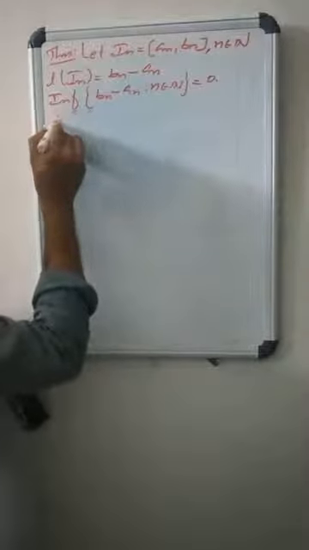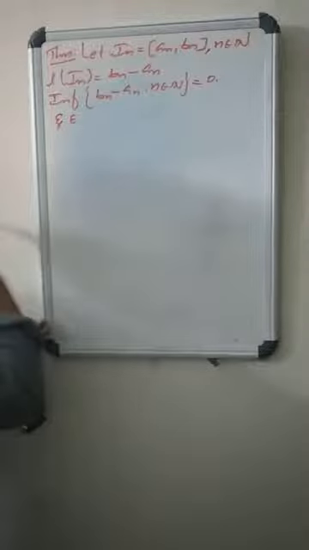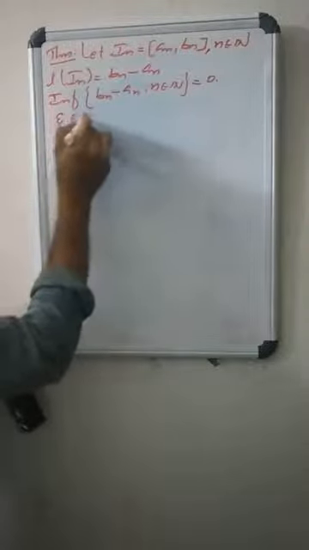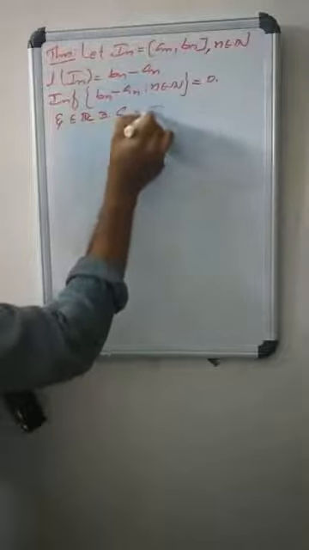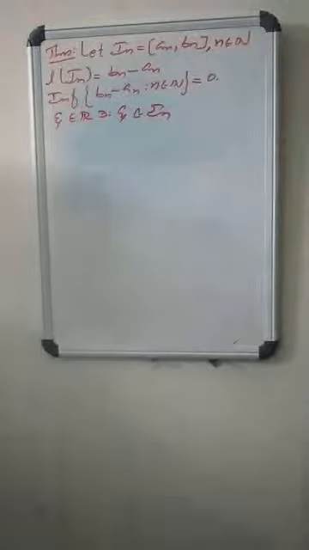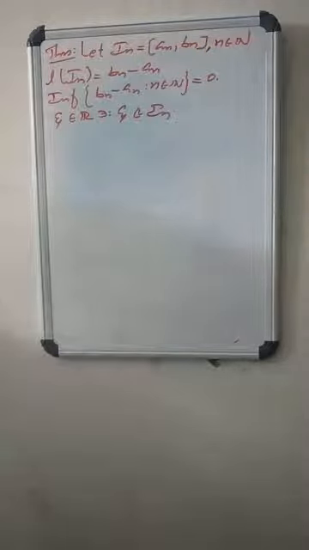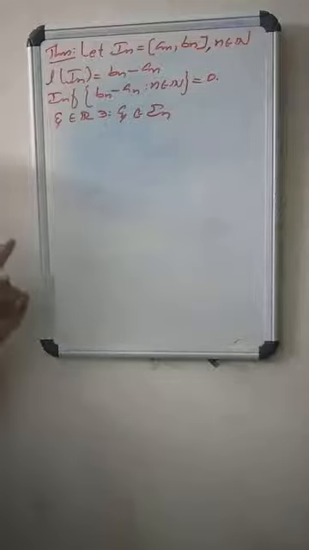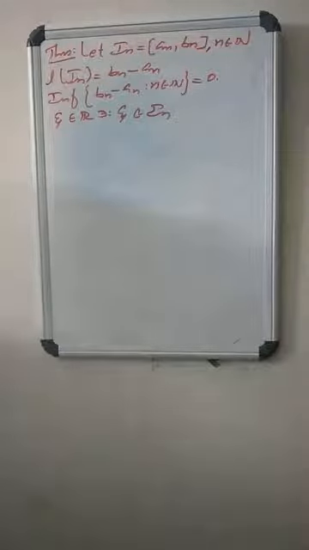Then by the nested interval theorem, the nested interval property, there exists theta in R such that theta is in In. Then this theta is unique. The theta is unique only when the infimum of the length of In, meaning the infimum of bn minus an, equals 0. Where theta comes from the nested interval property.